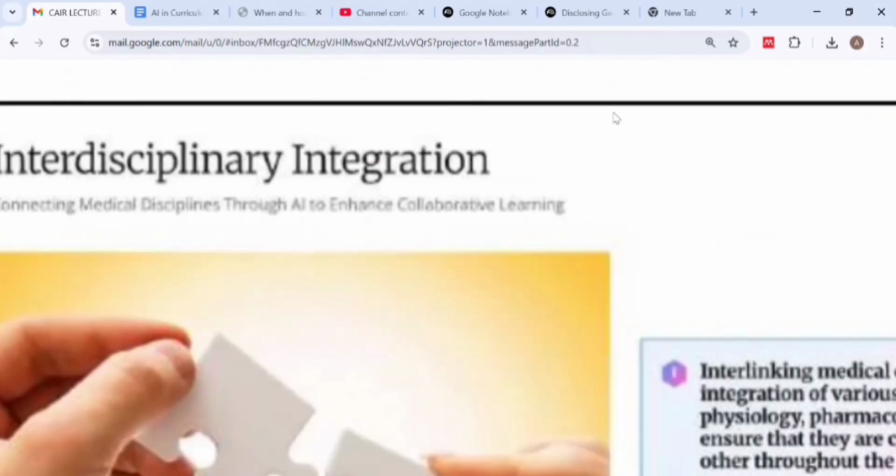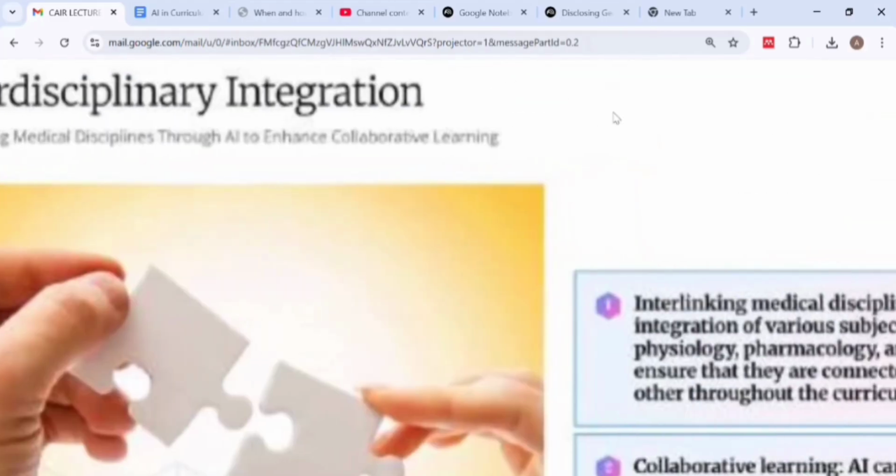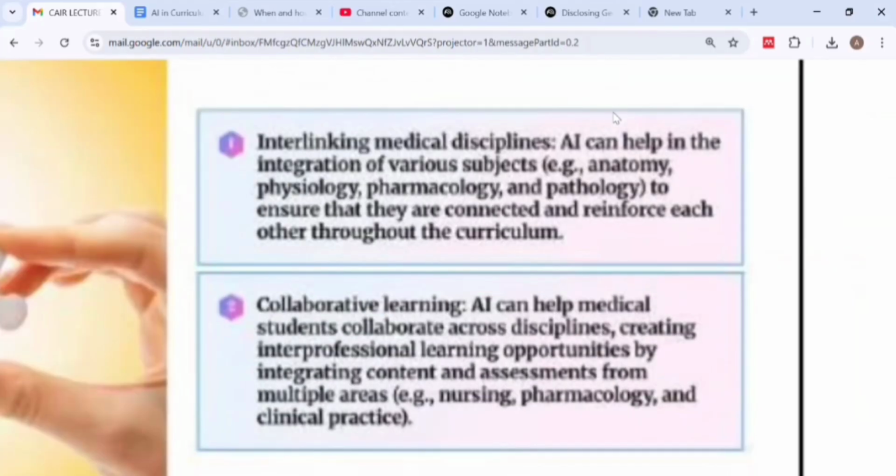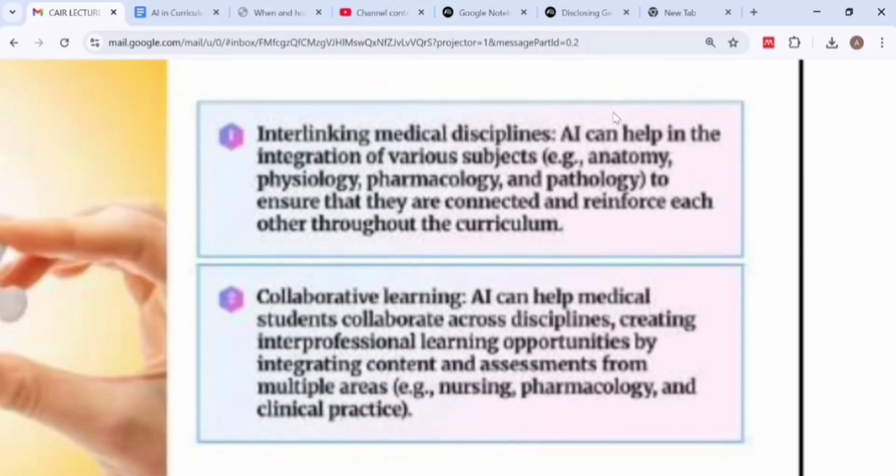Interdisciplinary integration, connecting medical disciplines through AI to enhance collaborative learning. Interlinking medical disciplines. AI can help in integration of various subjects like anatomy, physiology, pharmacology, and pathology to ensure that they are connected and reinforce each other throughout the curriculum.